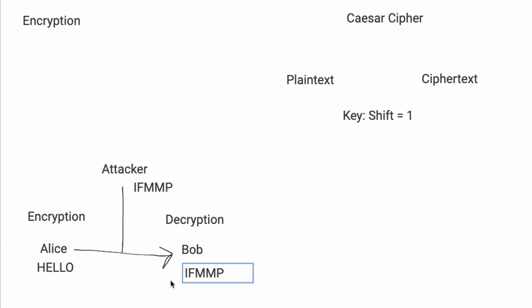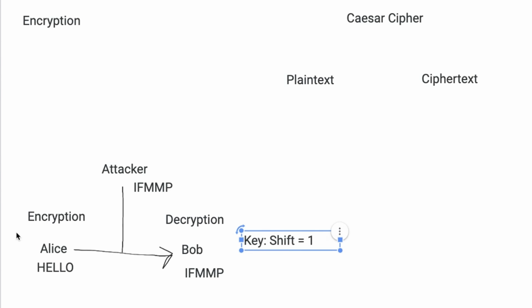Now, Bob takes the key used during encryption and applies the reverse of it. In this context, Bob would just shift everything by -1. Bob would just shift everything back by 1. And if he does that, he would come to the original message. Now the attacker, he or she, cannot do that. Why? Because the attacker doesn't have the key.